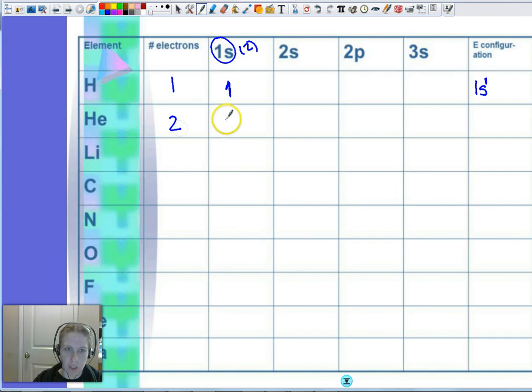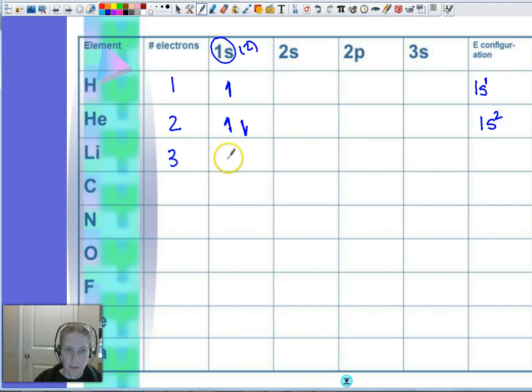Helium has 2, so we're going to fill up our 1s, and now it's full. We've used up our 2 electrons, and we're good. So we have 1s, and once again we go back here, and now we have 2 electrons in there.